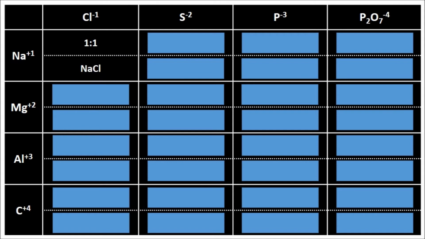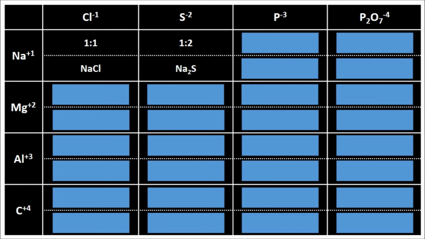Now, the charge ratio of sodium to chlorine is 1 to 1. So the combination ratio would be 1 to 1, so it would be NaCl. The charge ratio for sodium to sulfide would be 1 to 2. Therefore, the combination ratio would be 2 to 1. It's opposite. 1 to 3 for sodium and phosphide, and it would be 3 to 1 below that.